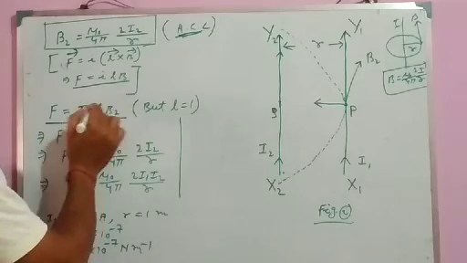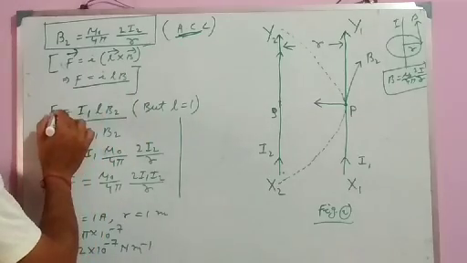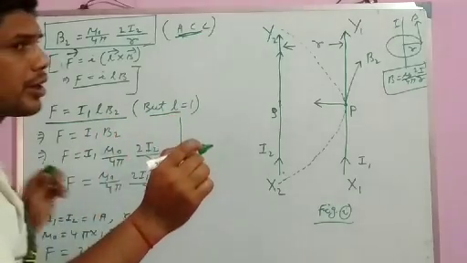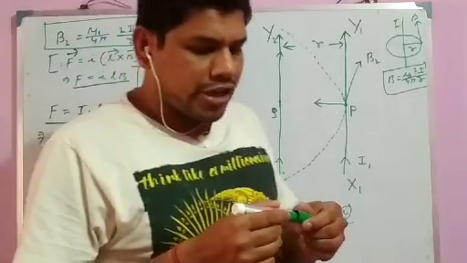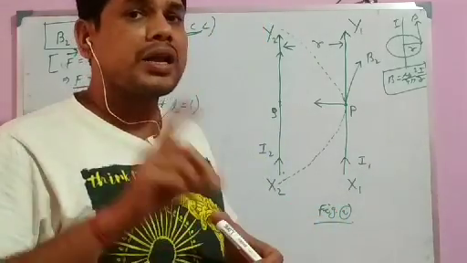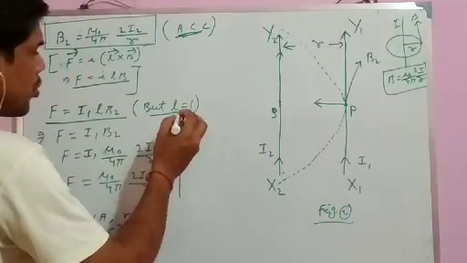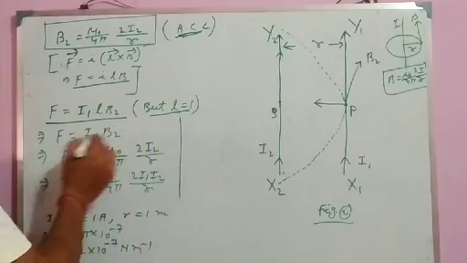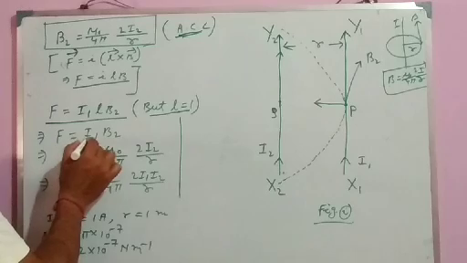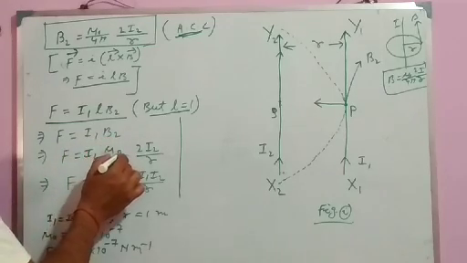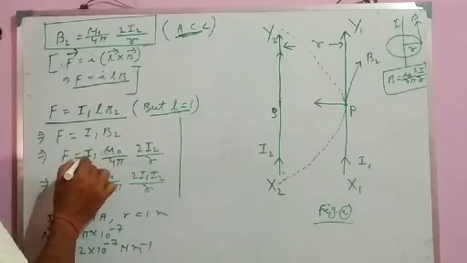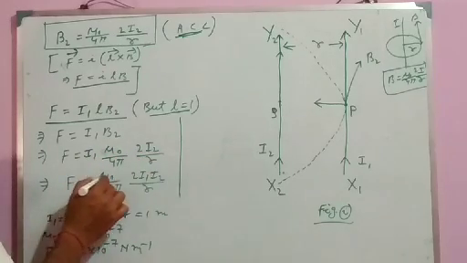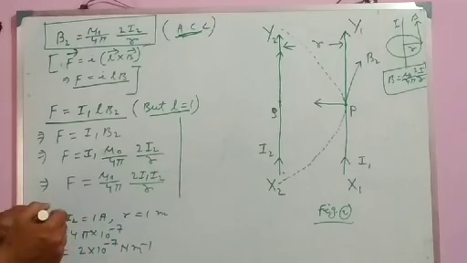So by using this formula we have F equals I1 L B2, but we have to find the force experienced by this current carrying conductor per unit length. So here we have to take L, meaning length, equal to 1. Putting the value of L here, F equals I1 B2. Now putting the value of capital B2, F equals I1 times mu naught by 4 pi, 2 I2 by R. So F equals mu naught by 4 pi, 2 I1 I2 by R.